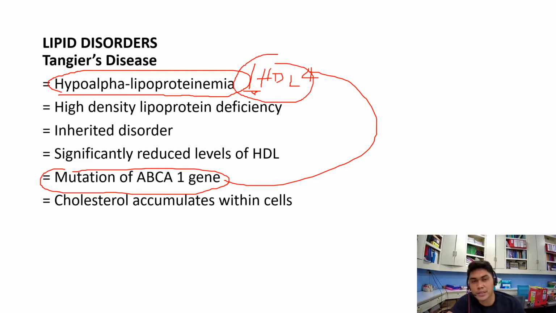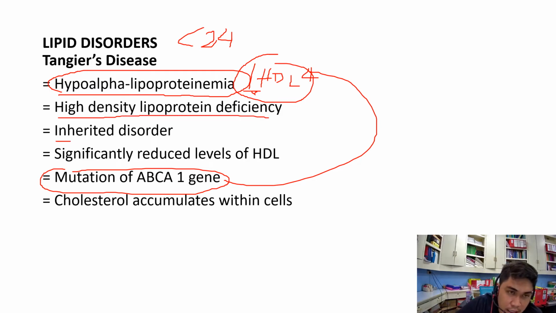In Tangier's disease, the usual concentration of HDL is less than 24 mg per dL. The minimum concentration of HDL is 35. If it is less than 35, then you have a high risk for atherosclerosis. But for Tangier's disease, it's less than 24. The decrease in HDL concentration is due to the mutation of the ABCA1 gene on chromosome number 9, which is responsible for HDL production. So there is high density lipoprotein deficiency, and it is an inherited disorder.